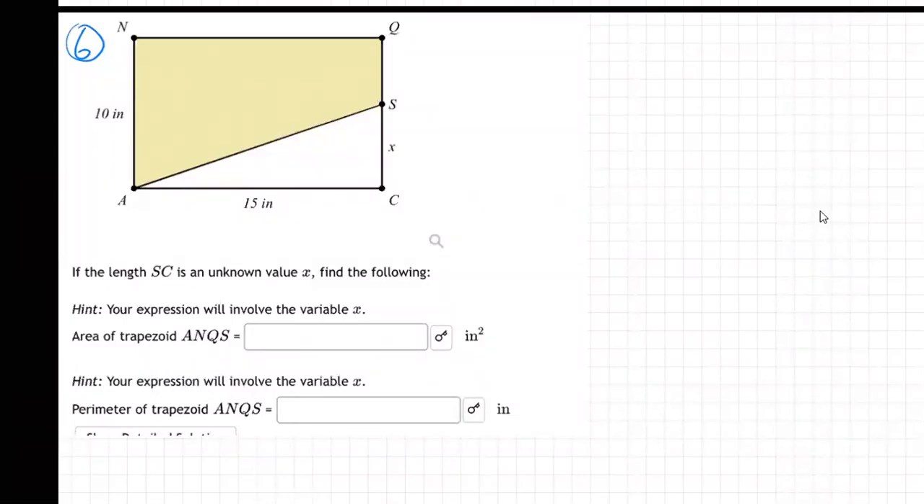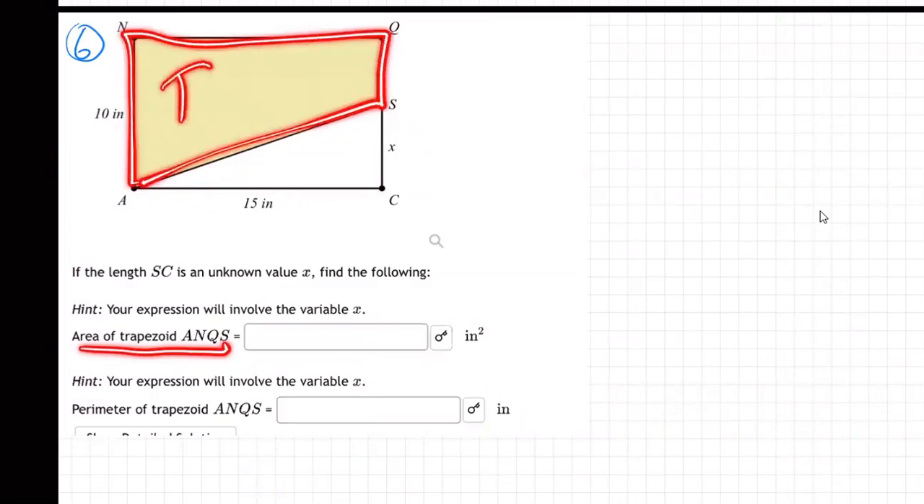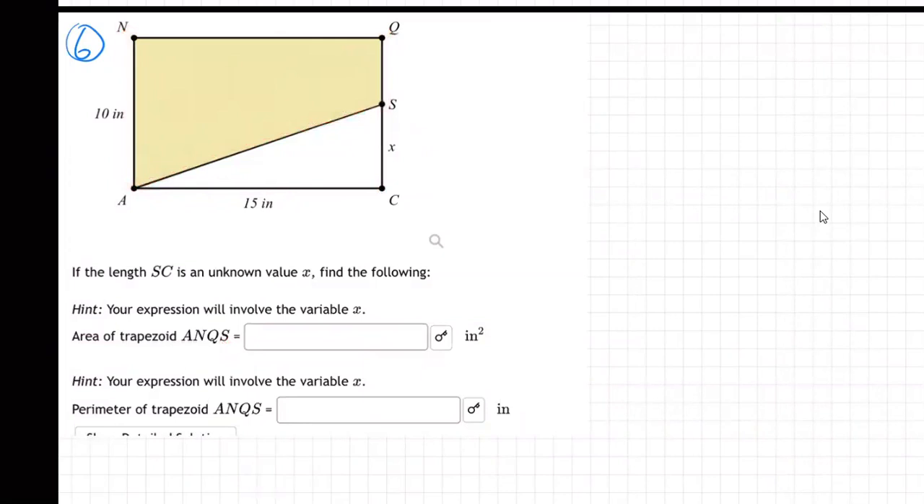Okay, so in this one, this side is 10. This is x. See, they're calling it x right there. This is 15. And they're saying, find the area of the trapezoid, ANQS. This is a trapezoid right here. They want us to find the shaded area of the trapezoid.